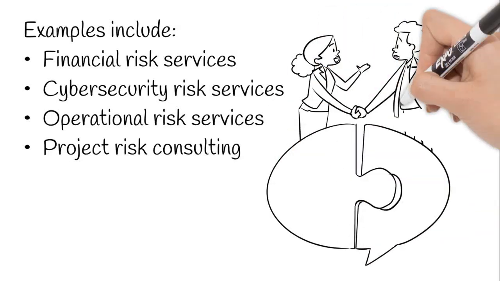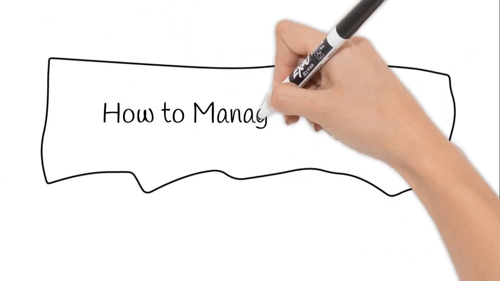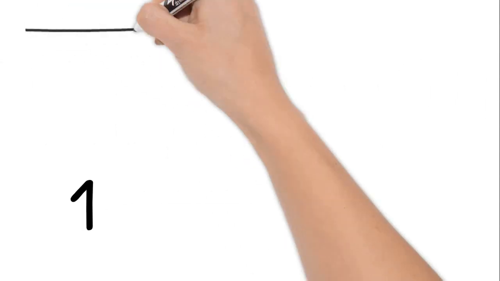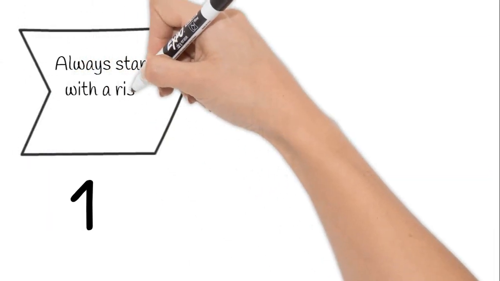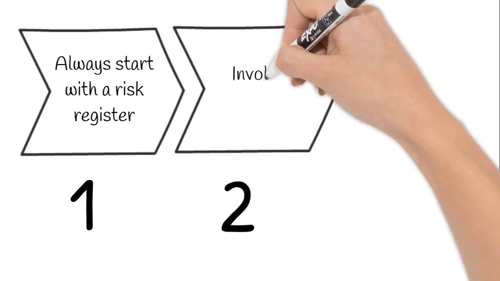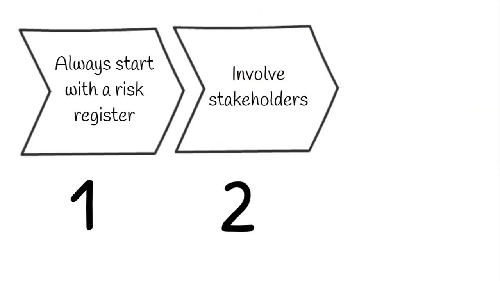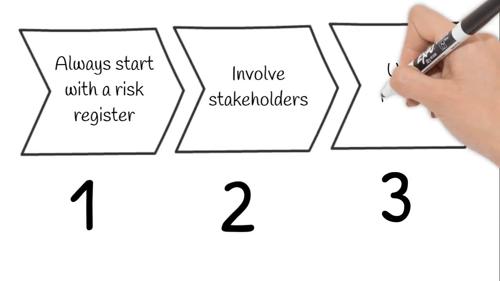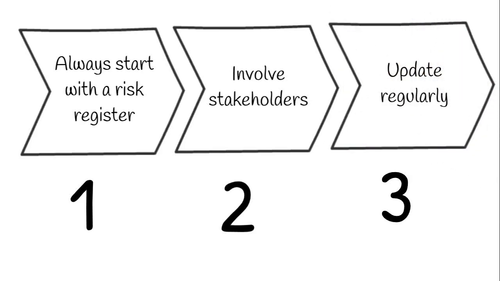So how do you actually manage risk in practice? 3 quick tips. 1. Always start with a risk register. 2. Involve stakeholders. Get input from your team, clients, and vendors. 3. Update regularly. Risk management is not a one-time exercise, it's ongoing.